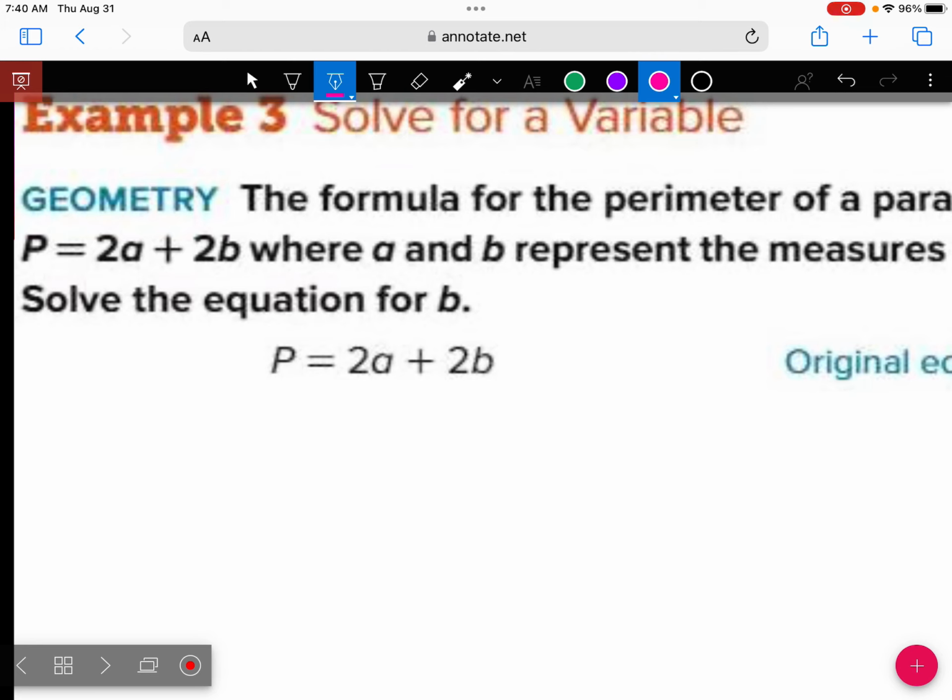That means my goal is to get b all by himself. I want to get to b equals. If it says solve for b, then we're aiming for b equals. The other side can be a hot mess, and it sometimes is a real hot mess. And that's okay. As long as it's b equals whatever your hot mess is, we're there.